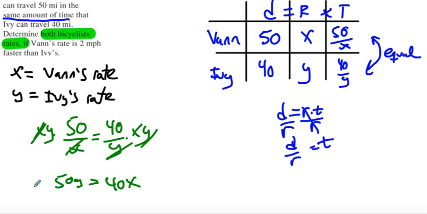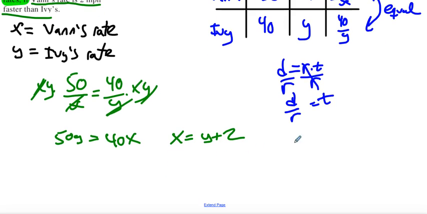Now we want a second one. Right here, it tells us that Van's rate is 2 miles per hour faster than Ivy's. So Van's rate is Ivy's rate plus 2 miles per hour more. That's how much faster it is. Now we have our system of equations: 50y equals 40x, and x equals y plus 2.